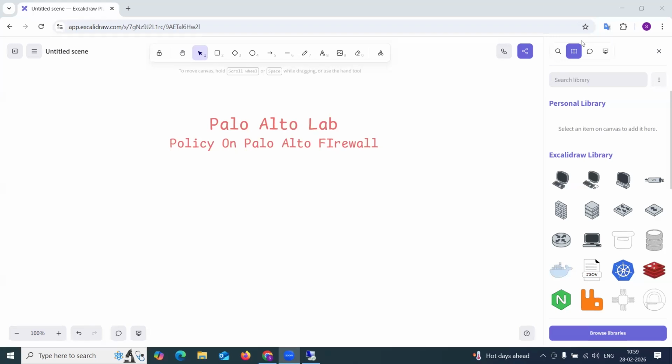Guys, today we'll see the theoretical part. Okay. And today we won't have a long class as well. We'll have 1 hour of session today. In today's session, we'll try understanding about the policy of firewall.